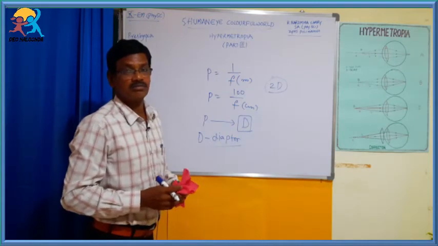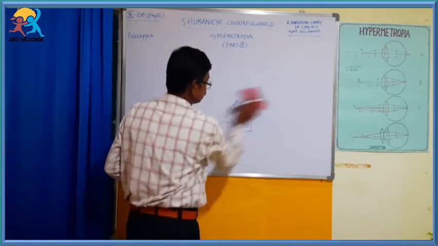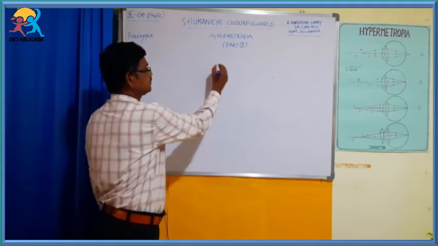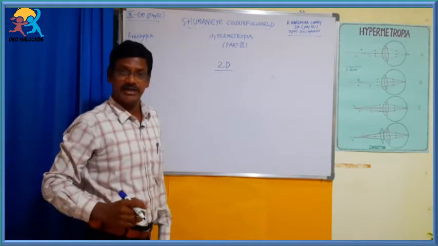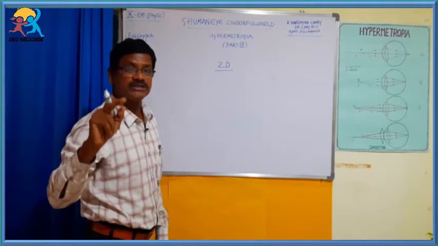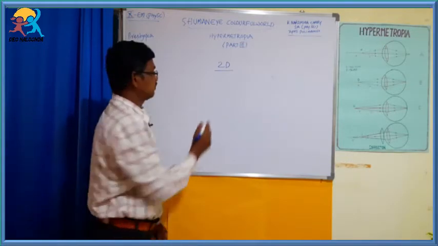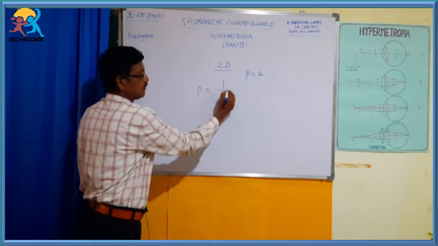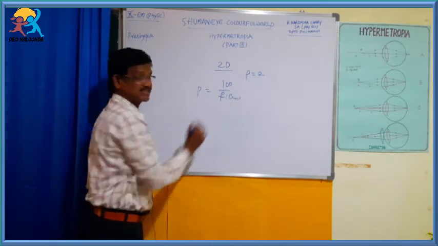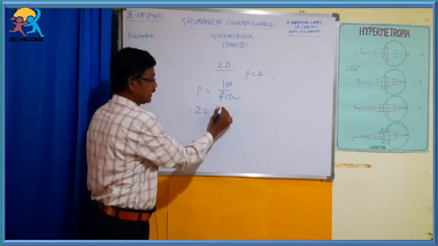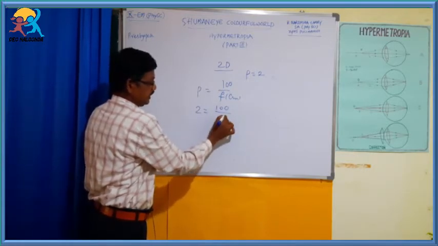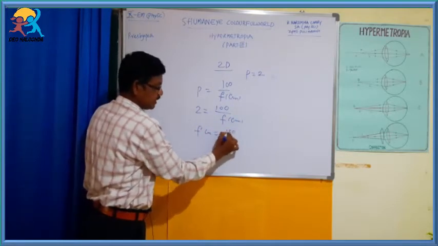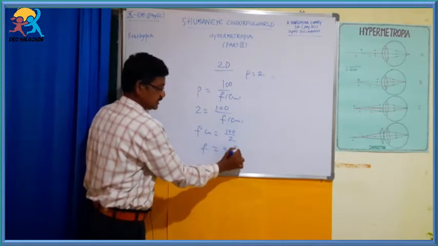related with focal length. For example, when you go to an eye specialist and he recommends you 2 diopter lens, that is said you are recommended to wear power 2 lens. Power 2 lens means P is equal to 2. As we know that P is equal to 100 by f centimeters, 2 equal to 100 by f centimeters. Now f centimeters is expressed in 100 by 2, that is f is equal to 50 centimeters.